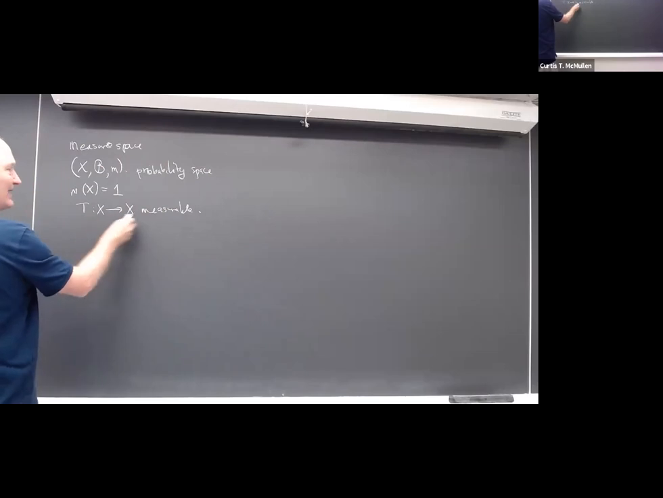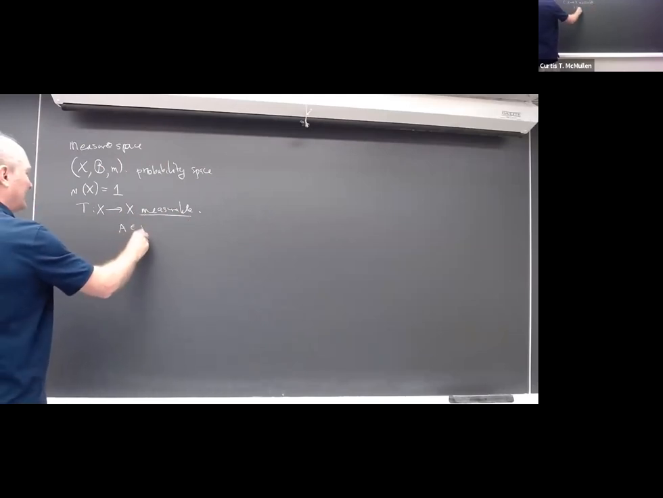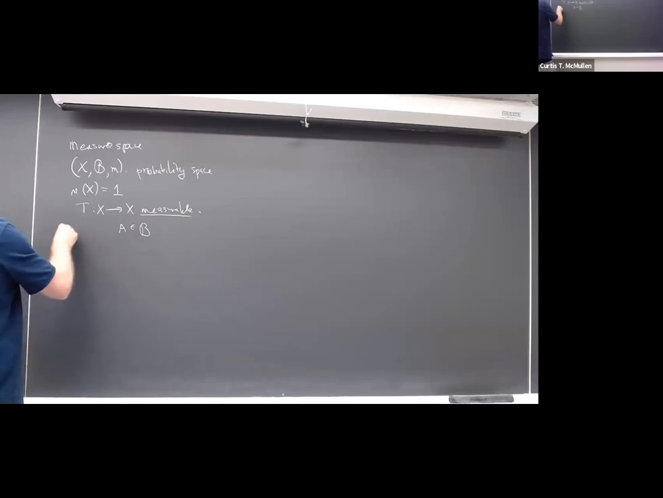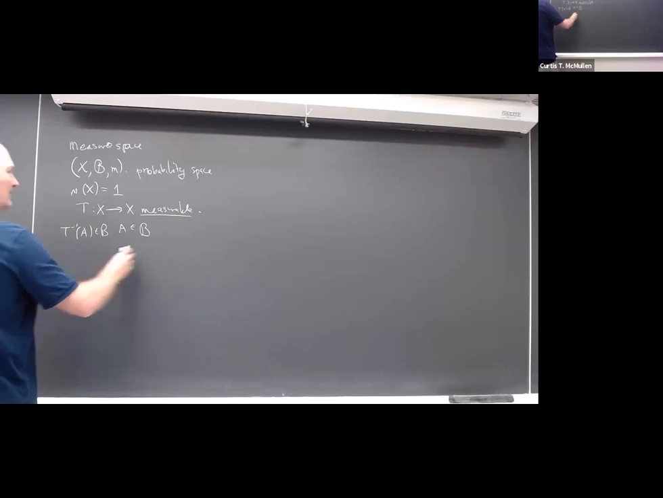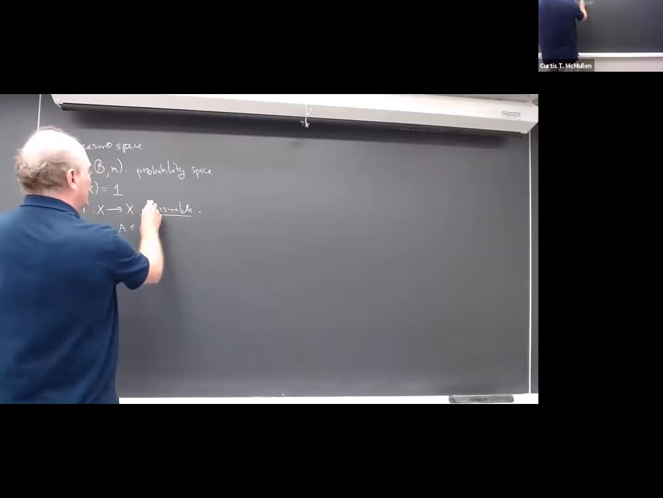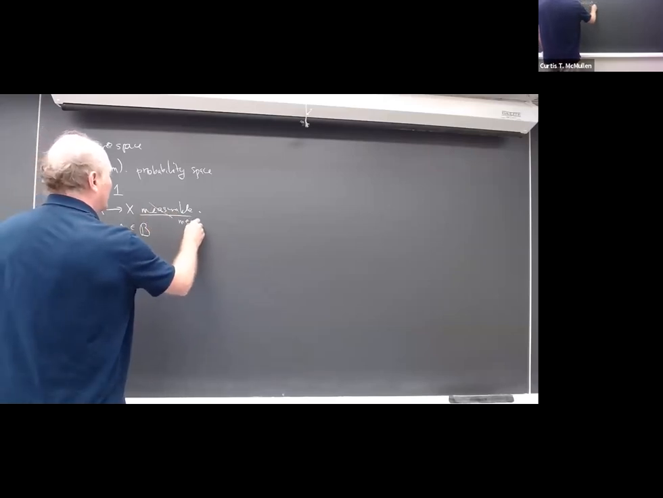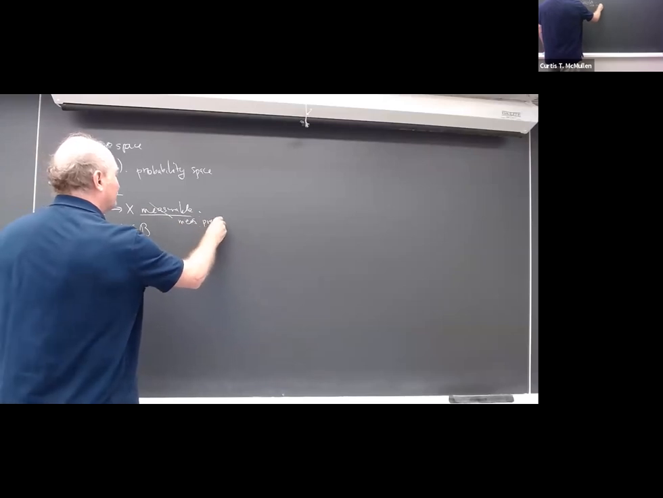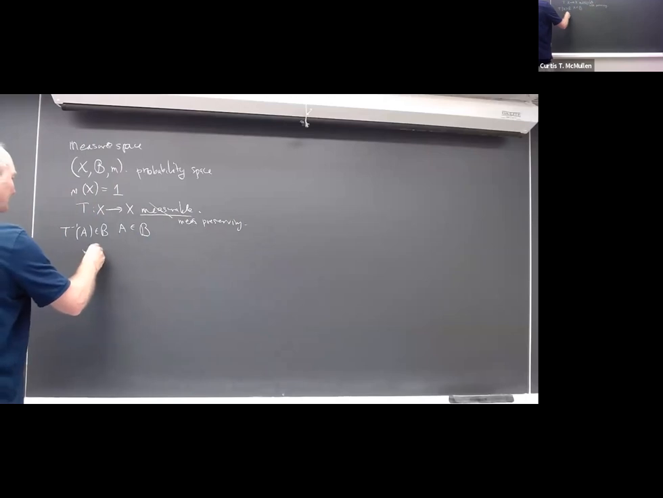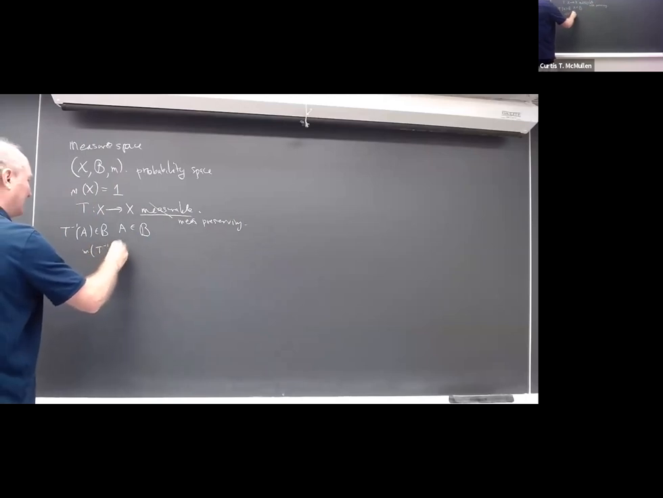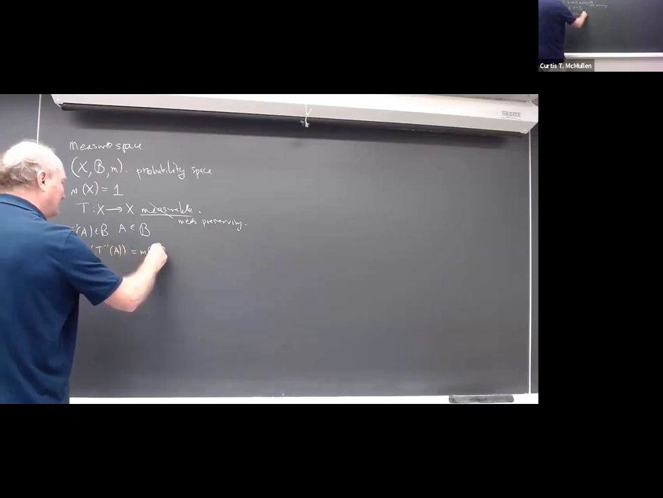And measurable means that if you take a measurable set that is an element of B, then T inverse of A is also measurable. And this is not just measurable, but it's measure preserving. And that means that the measure of T inverse of A is equal to the measure of A.